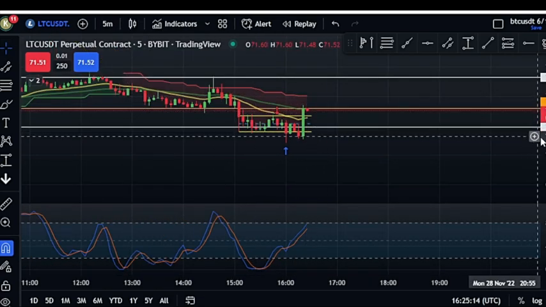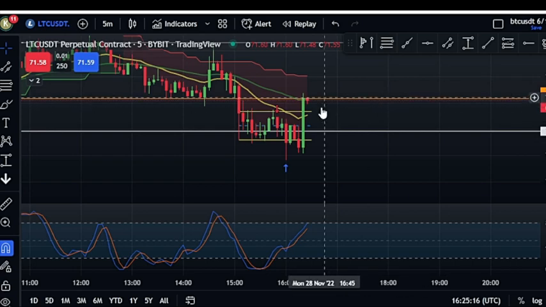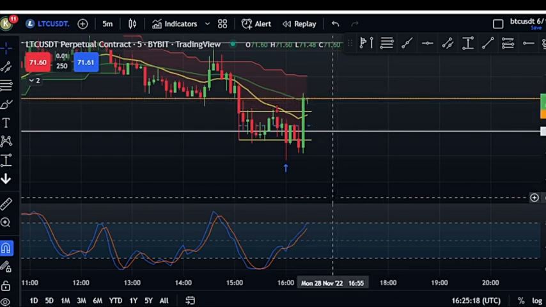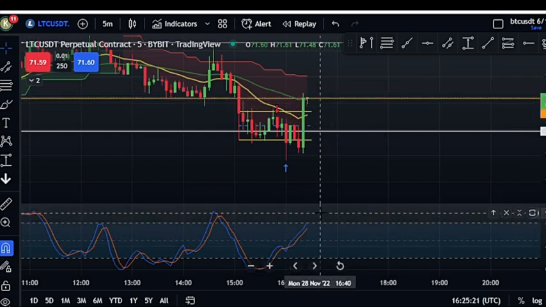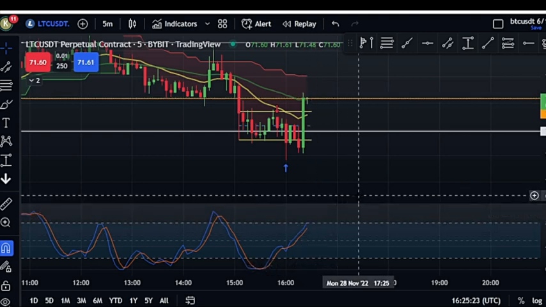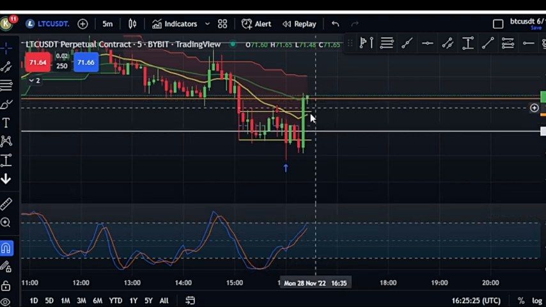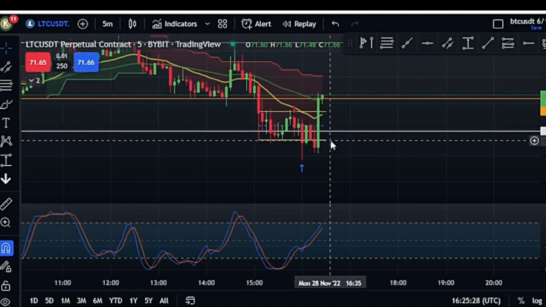On the 5 minutes, as you can see, price rejected from this level, but we also want to see clear signs from the stock RSI that we are getting rejected. For now, there are no signs that we are getting rejected, and price is just moving back up.